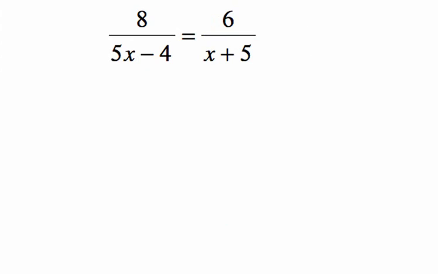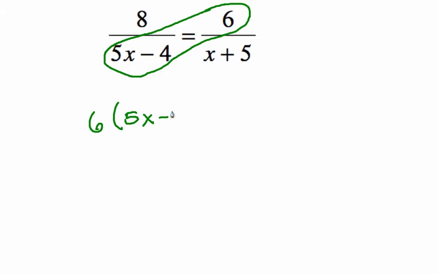Let's step it up a notch and apply cross multiplication in this case, where we still have two variables in two separate locations, and now each of them is part of a larger quantity. Okay, there's two terms everywhere that there's a variable. In one direction, we will have 5x minus 4 times 6. So I'm going to write that as 6 times the quantity 5x minus 4. And in the other direction, we'll have 8 times the quantity x plus 5.